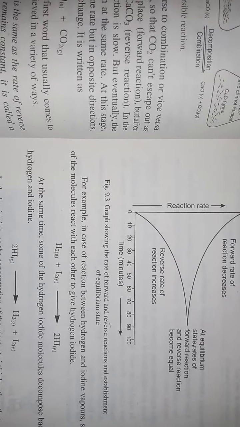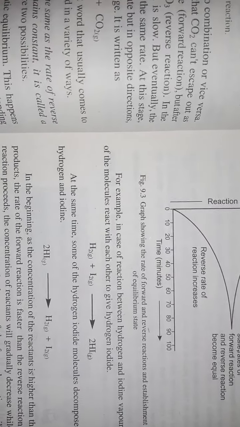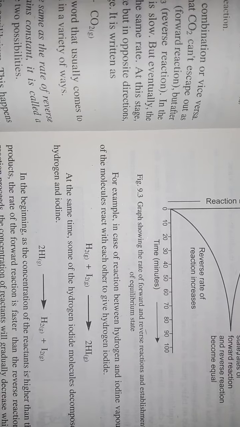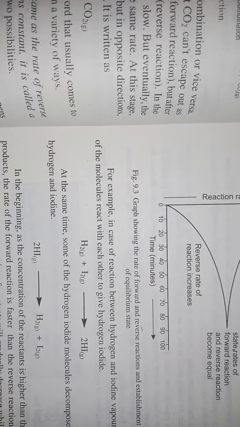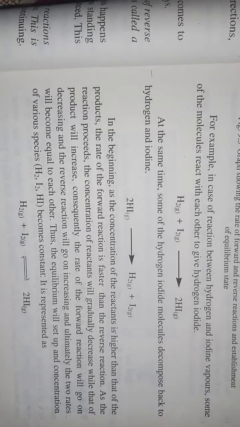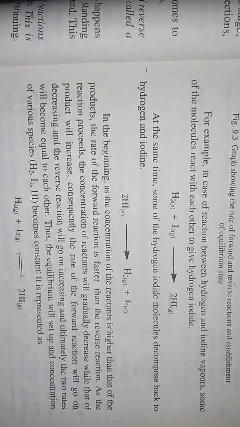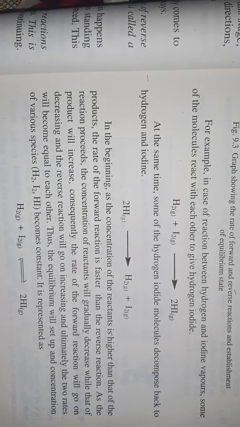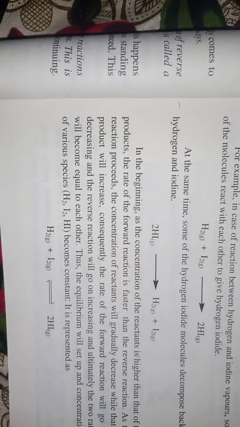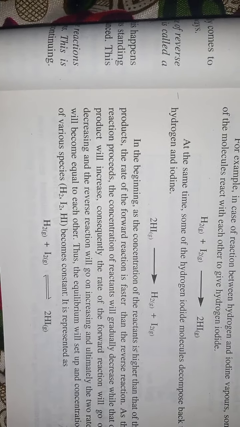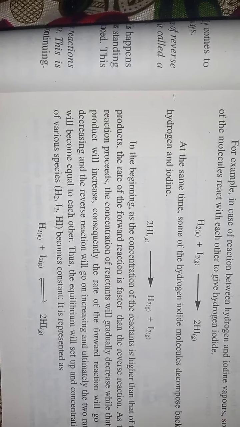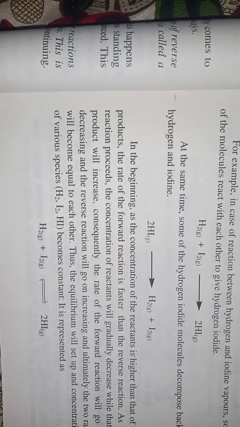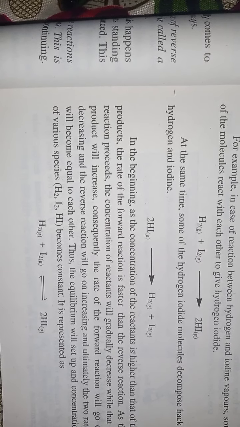For example, in the case of the reaction between hydrogen and iodine vapor, some of the molecules react with each other to give hydrogen iodide. At the same time, some of the hydrogen iodide molecules decompose back to hydrogen and iodine. In the beginning, as the concentration of the reactant is higher than that of the product, the rate of the forward reaction is faster than the reverse reaction.